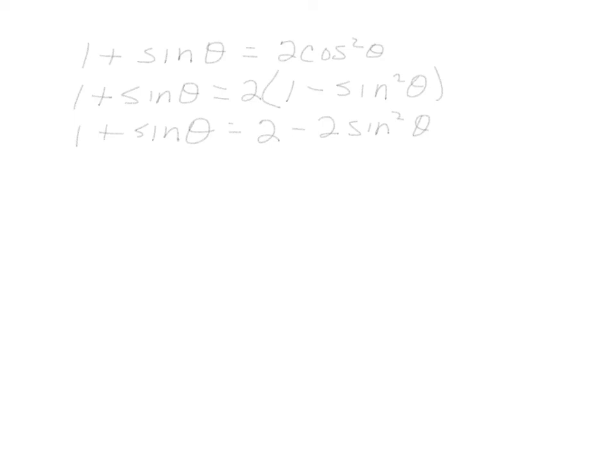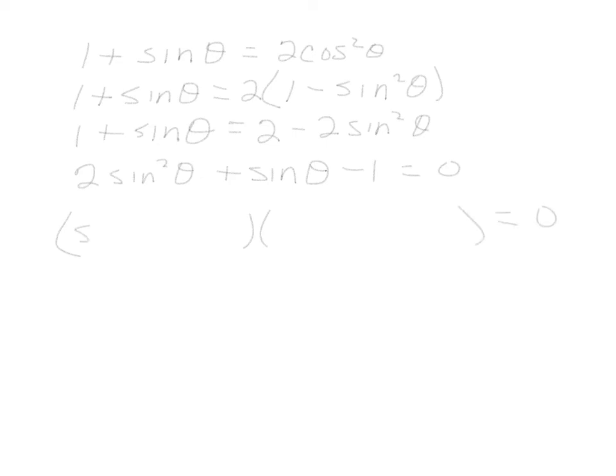Now let's move everything over to the left side. If we do that, we will have 2 sine squared theta. We will have plus sine theta. And we'll have minus 1 equal 0. Okay, now again, this is very similar to the first example. We have 3 terms. What we want to be able to do, since it's quadratic, is factor this. So we put down our 2 sets of parentheses.